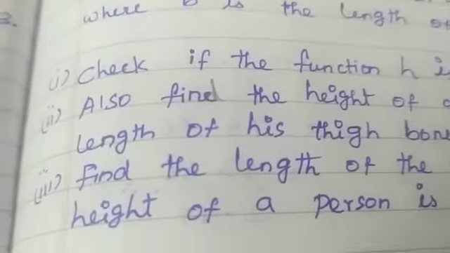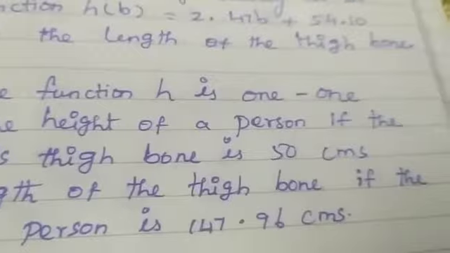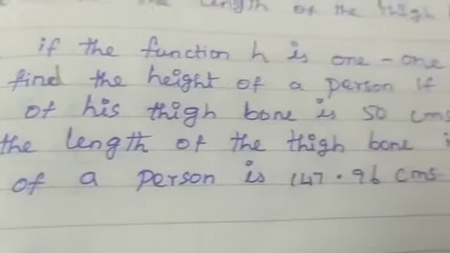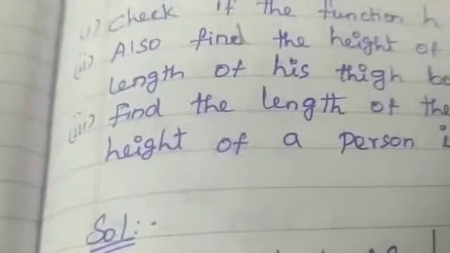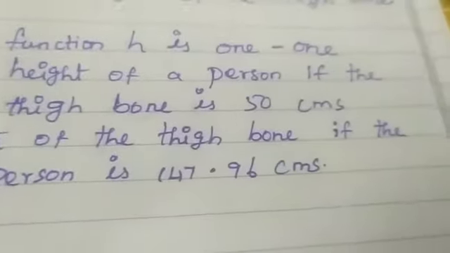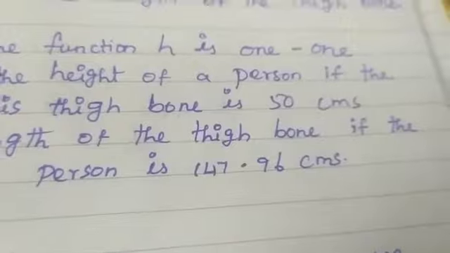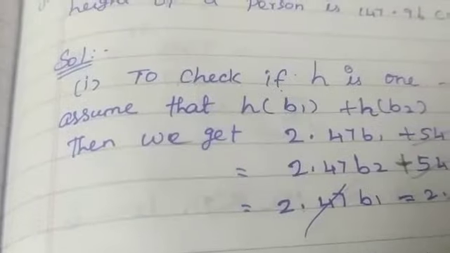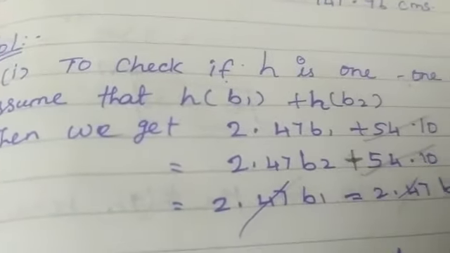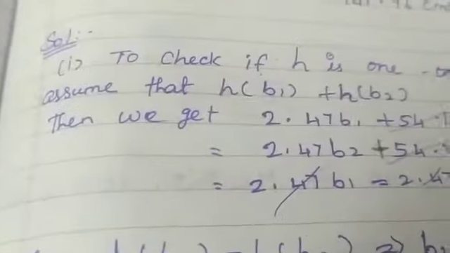Then our second part is to find the height of a person if the length of his thigh bone is 50 centimeters. Our third part is to find the length of the thigh bone if the height of a person is 147.96 centimeters. You can see our first part is to check if h is a one-one function.